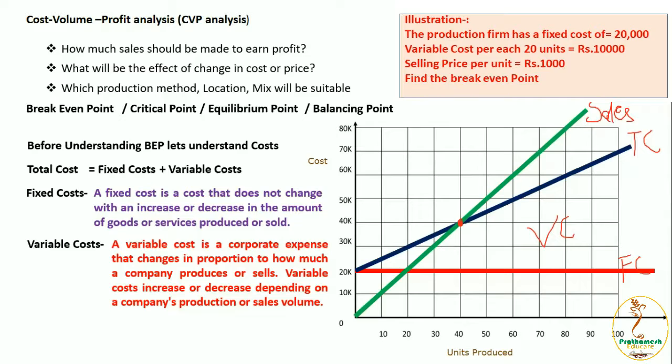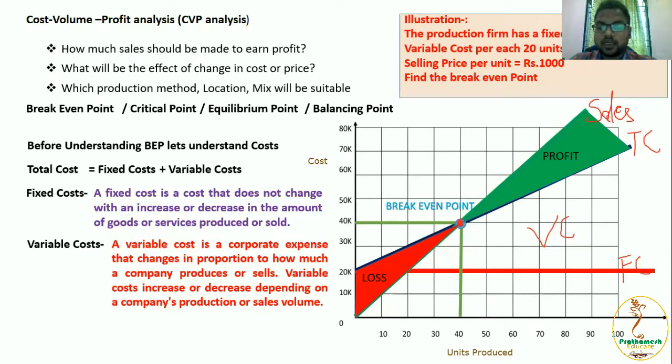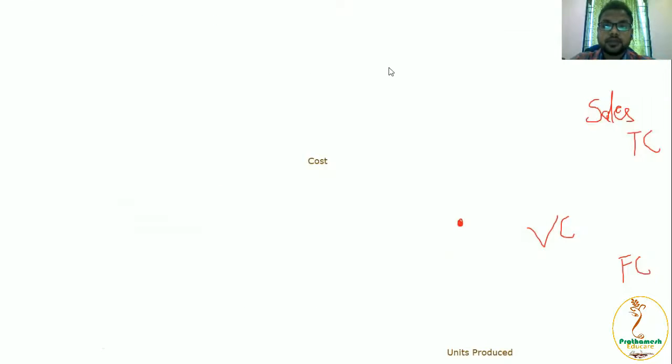And it is one of the critical points, because only after this will we be earning profits. Before that we are incurring losses. This point is the break-even point. Before that we are incurring losses. After that we will be earning profit. So let us go through one example and the formula also: how to get the break-even point using mathematical formulas.